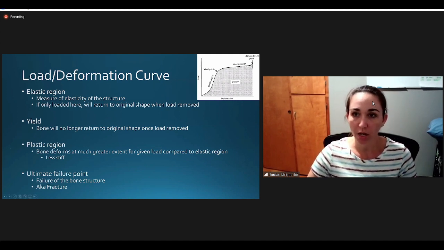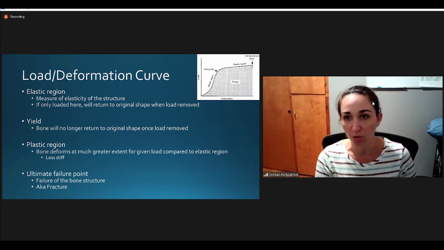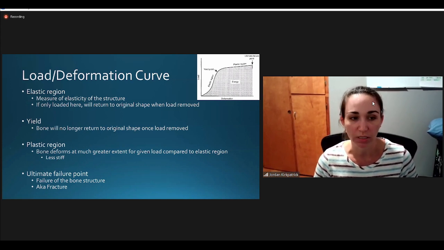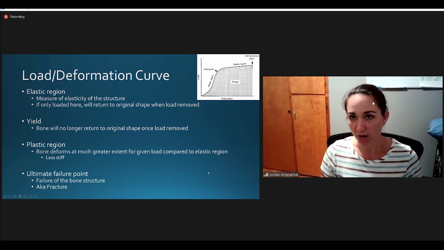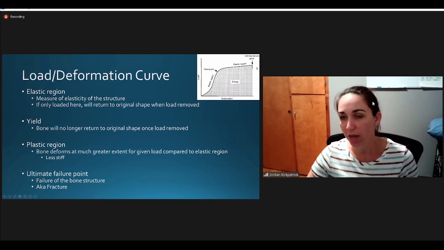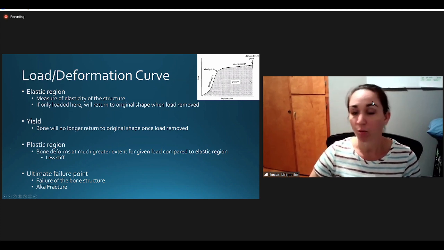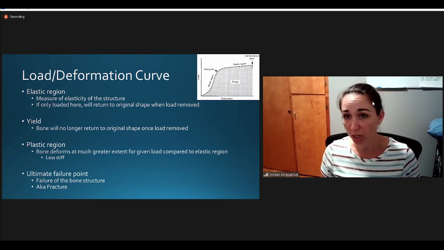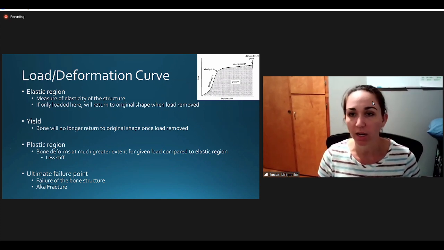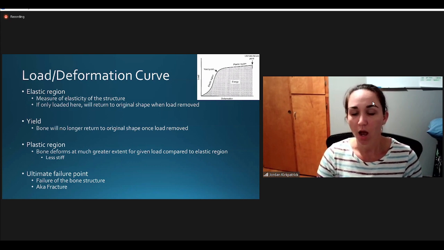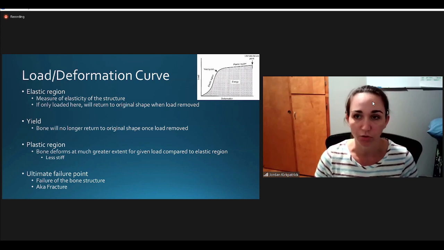The plastic region up here, the bone deforms to a much greater extent for the given load compared to the elastic region, meaning the bone is less stiff. And then the ultimate failure point is when the bone fractures. So there's a lot of time before it actually gets to the fracture point. But if this happens really fast, so again, I'm walking, get hit by a bike, all of that's going to happen quite quickly, versus a racehorse where they're running, and then all of a sudden it gets to the point where the changes in their metacarpus aren't enough and they get the condylar fracture that I showed you earlier.